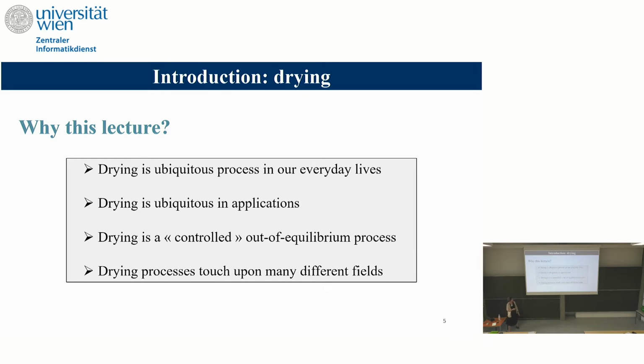It's a controlled out of equilibrium process, meaning that once you fix the evaporation conditions, like the relative humidity, you will have water evaporating in a controlled way, and it's a way to have this out of equilibrium process which is different from what you have when you apply a mechanical force or stress. It's another way to drive your system out of equilibrium. And this is something I will try to show you, that it touches on different fields, and to understand drying, you need to understand different other fields.